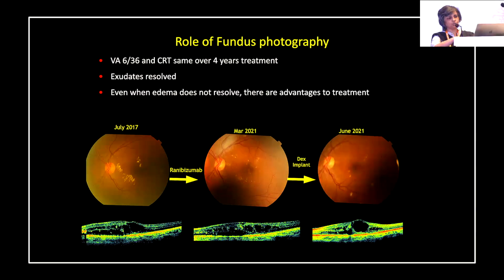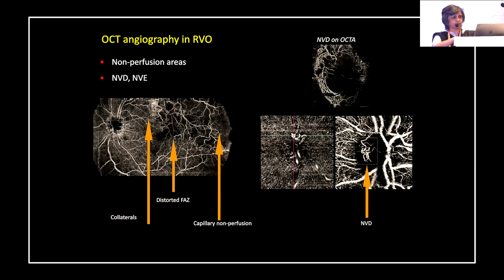If you see this patient over 5 years of treatment, OCT has remained the same. So the patient would think that there is no improvement with treatment. But if you see, the exudates have resolved. So the treatment has helped the patient, and that is very important to document.